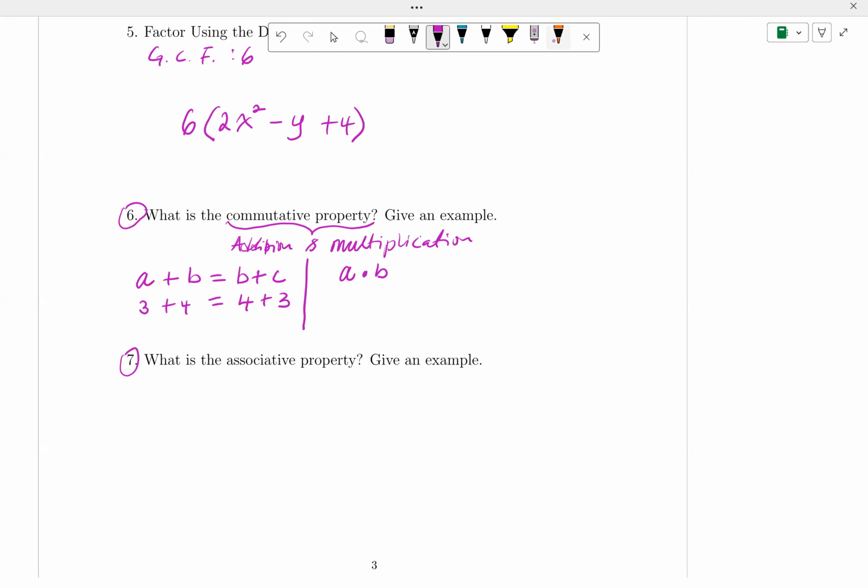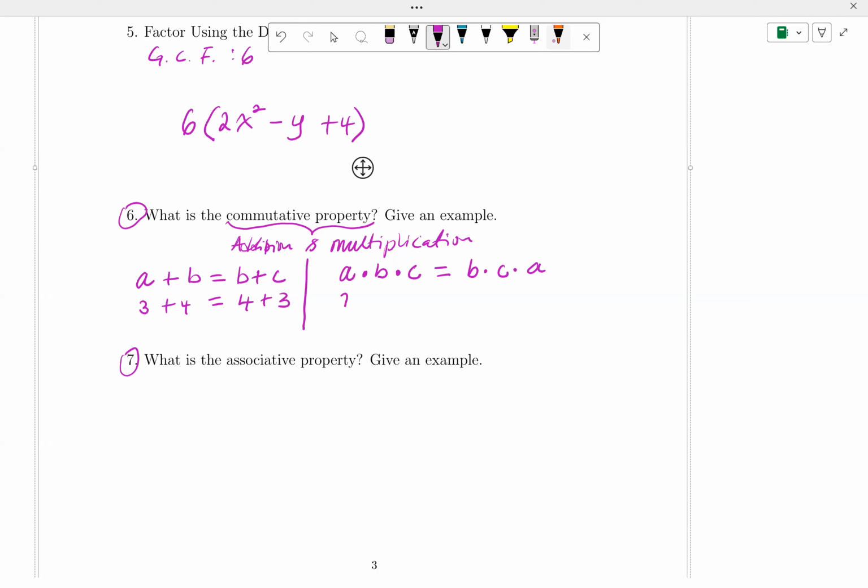I could even do three numbers, a times b times c. And then I change the order of those numbers and maybe say b times c times a. It doesn't matter what order they're in. If they're being multiplied, the answer will be the same. Let's do an example.